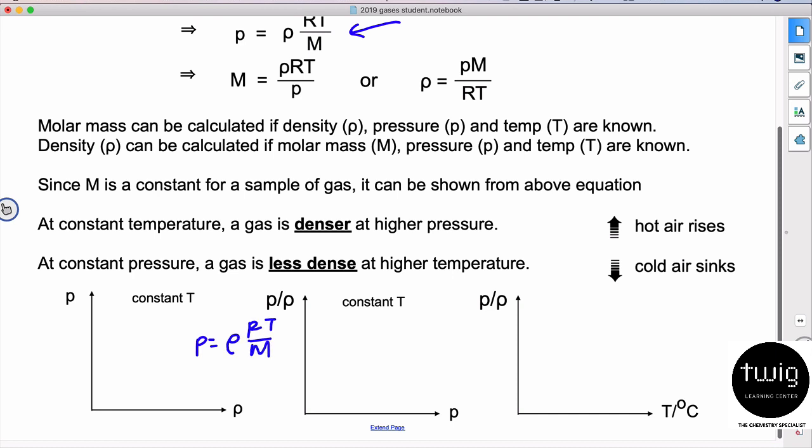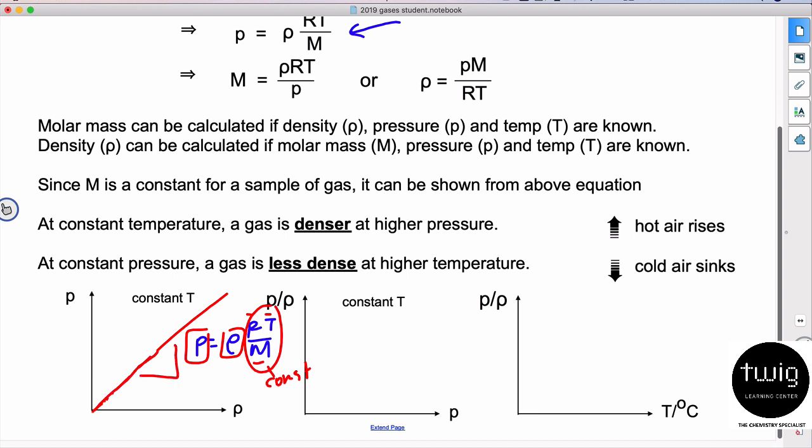What you're trying to plot is pressure versus density. Look over here, R is a constant, and temperature is constant. The molar mass for a certain gas is also a constant, which means this entire thing is a constant. So pressure and density are proportional. You're supposed to draw a straight line up, as proportional.